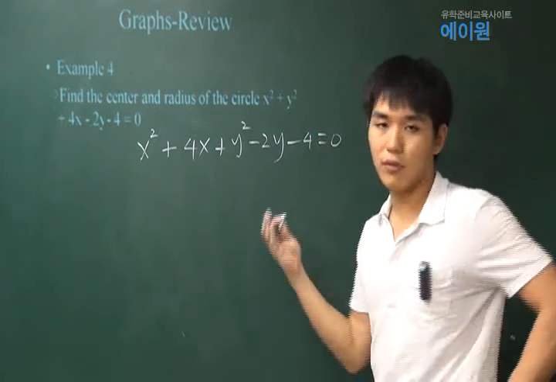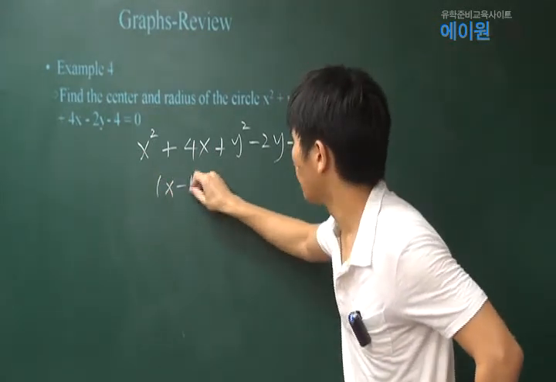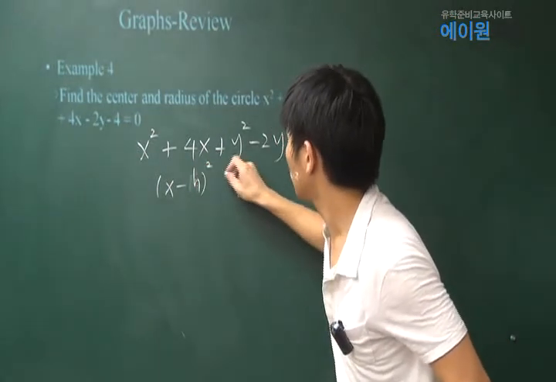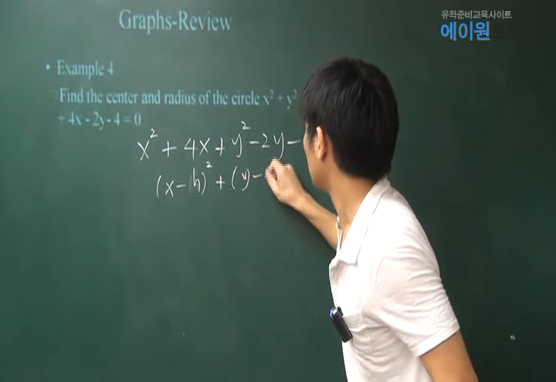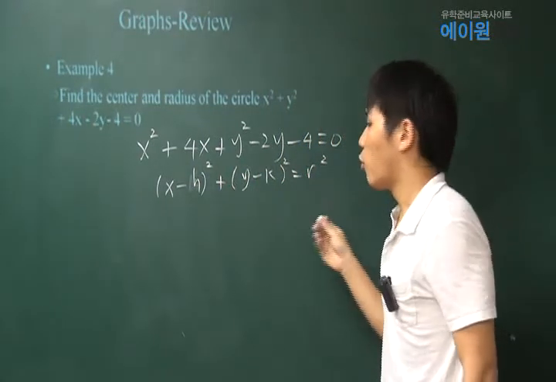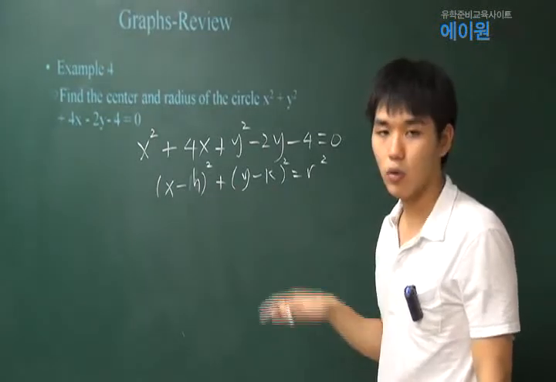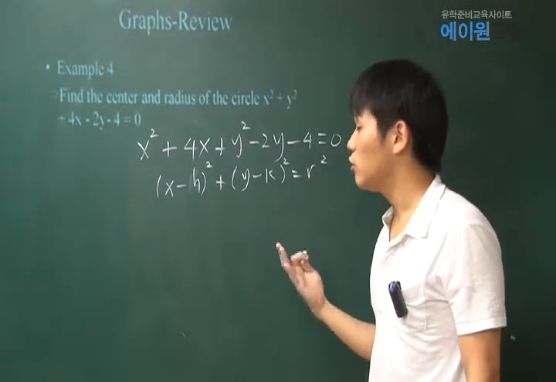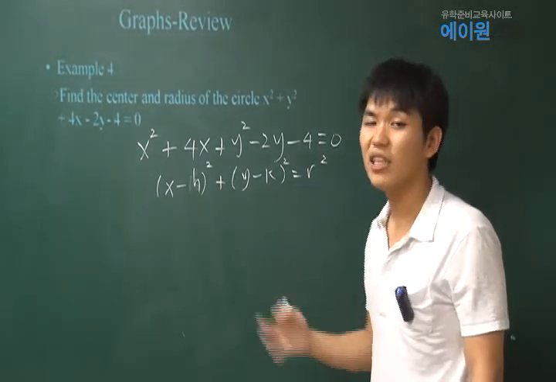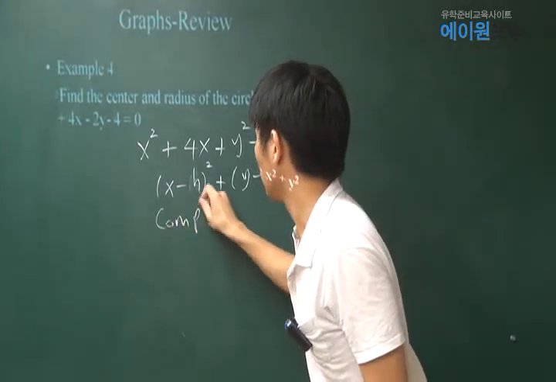Now guys, remember, the standard form of a circle is x minus h squared plus y minus k squared equals r squared, okay? The important thing about this equation is that these two parts are both squares. So what we need to do to look for the center is apply something called completing the square. Remember that. This is called the completing the square technique, okay?